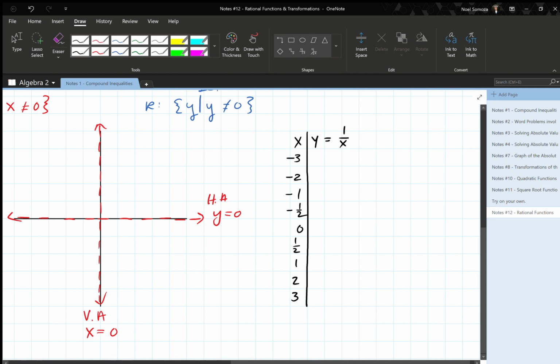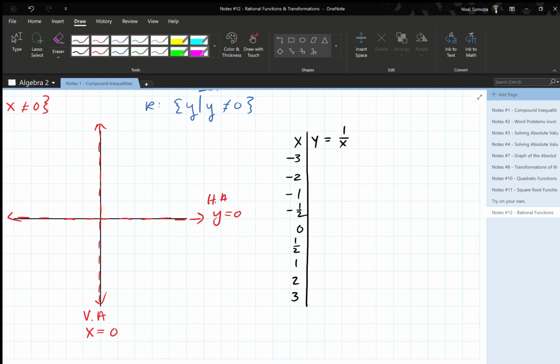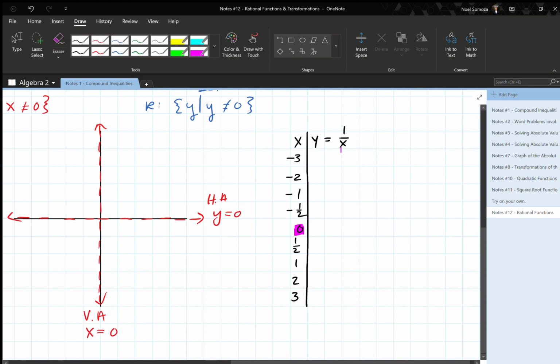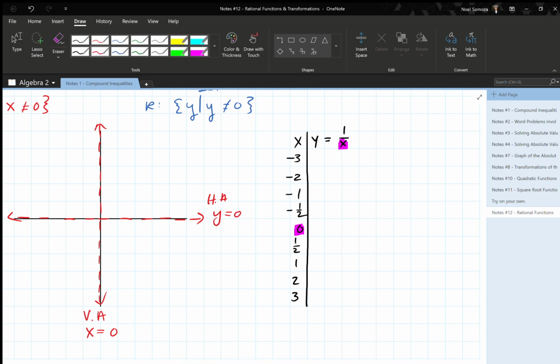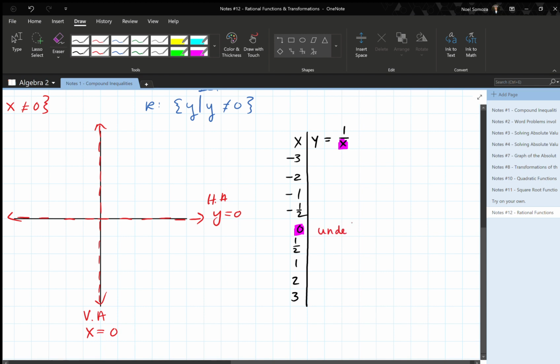So let's start here with x equal to 0. Pretend that we plug that into the function, 1 over 0. Well, we've already discussed what is going to happen here. This is going to give us undefined.